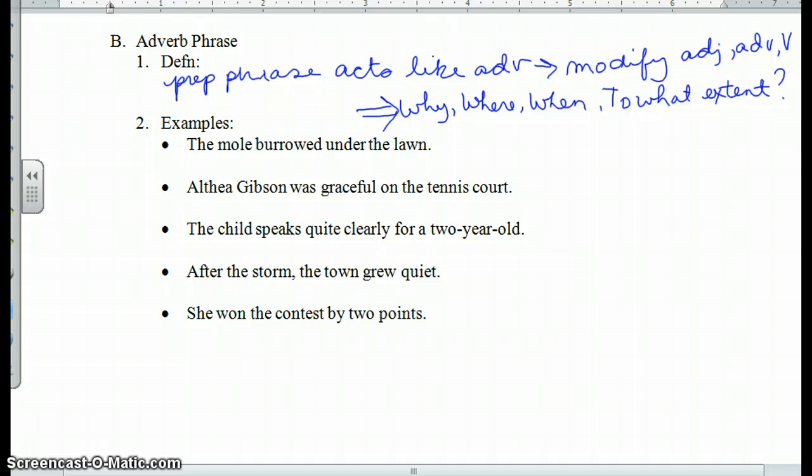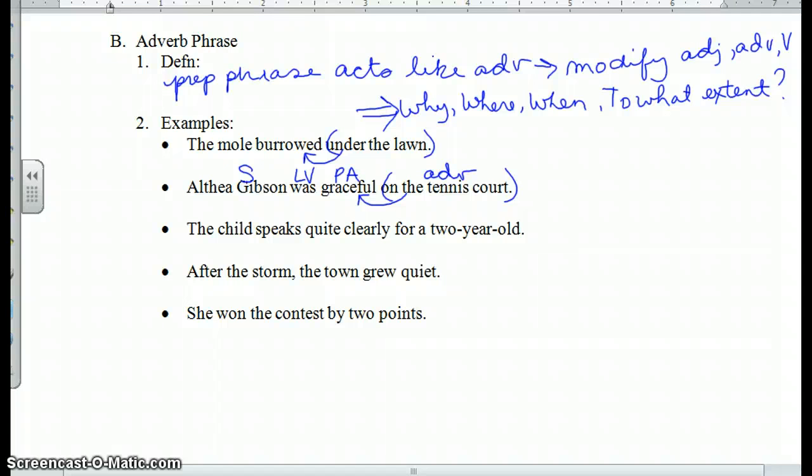So the mole burrowed under the lawn. Where did the mole burrow? Under the lawn. Althea Gibson was graceful on the tennis court. On the tennis court tells me where she's graceful. Now, what kind of a word is graceful? Was is a linking verb. Who or what was? Althea Gibson. What has to follow linking verbs? Predicate nominative or a predicate adjective. Graceful is a predicate adjective. What tells you more about adjectives? An adverb.